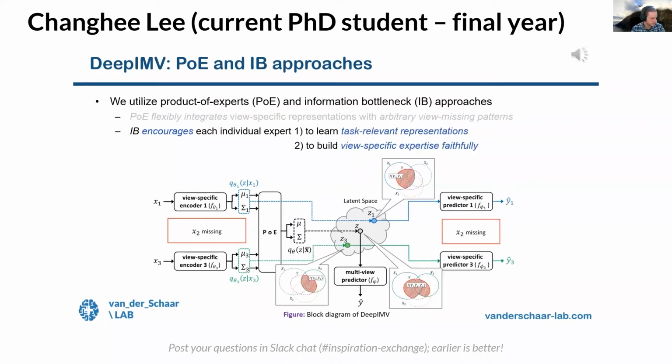The information bottleneck encourages each view-specific encoder to focus on the information that is relevant to the target outcome. This helps each encoder to build view-specific expertise faithfully, which in turn mitigates the difficulty of training the network with the product of experts module.